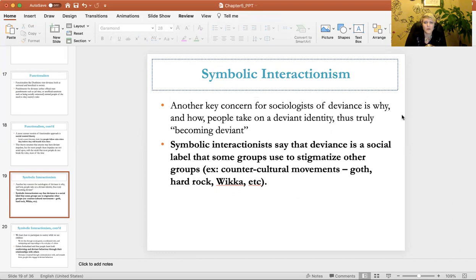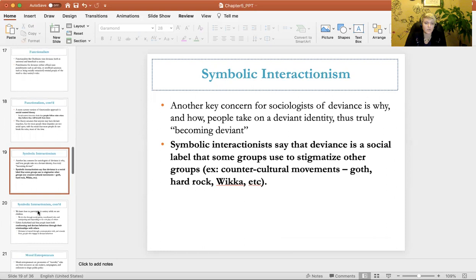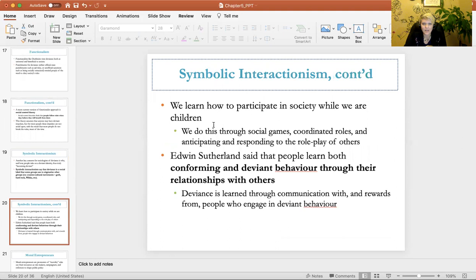But don't forget that a lot of this common wisdom often incorporates stigma. We should not think that countercultural movements like the goth or hard rock or Wicca or any of these groups, the bikers, and it used to be that tattoo artists were very much associated with criminality, are deviant. Not really the case anymore, but we should be careful not to judge people by their appearance, obviously.